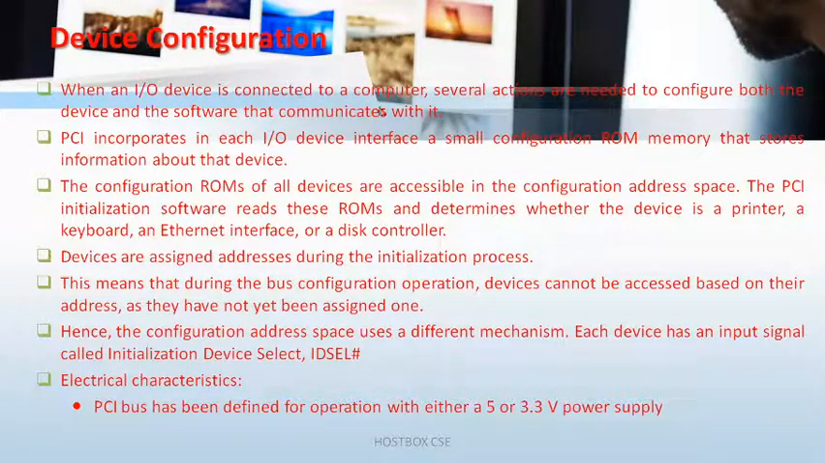Now, device configuration. When an I/O device is connected to a computer, several actions are needed to configure both the device and the software that communicates with it. So PCI incorporates in each I/O device interface a small configuration ROM memory that stores information about the device. Remember, when you go for PCI connectivity, the device configuration and all the information will be stored in the ROM only.